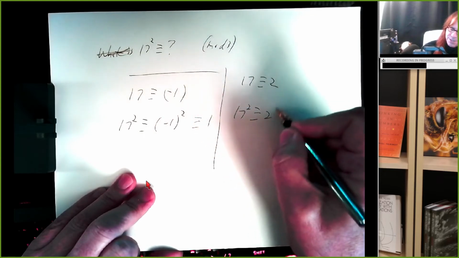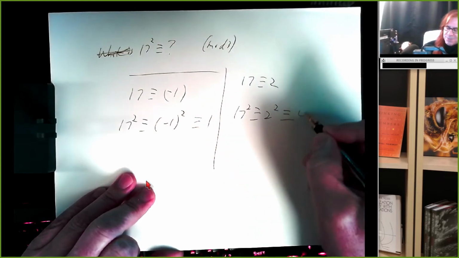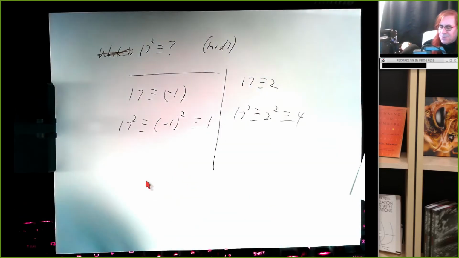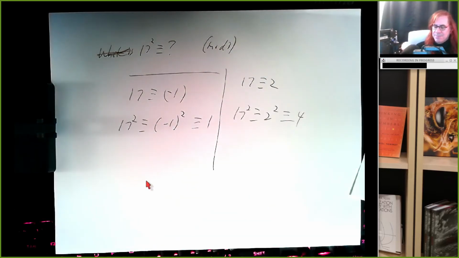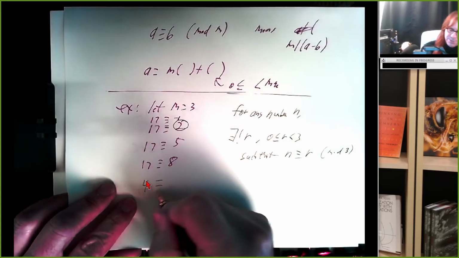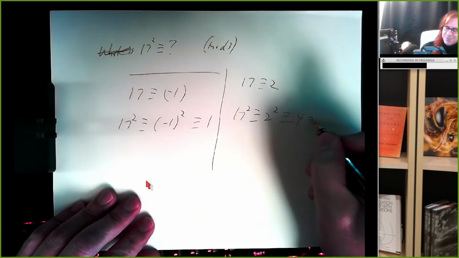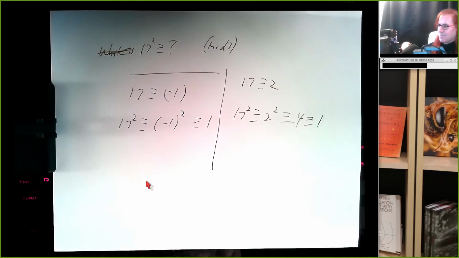17 squared is congruent to 2 squared. 2 squared is 4. And so 17 squared minus 4 should also be divisible by 3. Well, I also know that 4 is congruent to 1 because 4 minus 1 is a multiple of 3. And since I have transitivity, 17 squared is congruent to 4. That's also congruent to 1.